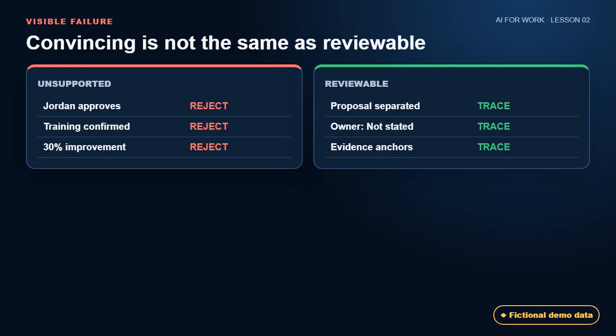Here are two action plans made from the same meeting notes. One assigns Jordan to approve a checklist, confirms a training session, and promises a 30% improvement. The notes support none of those details. The other plan keeps proposals separate, marks missing facts as not stated, and connects each action to the notes. That makes it reviewable, not merely convincing.